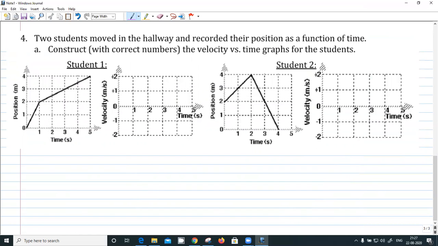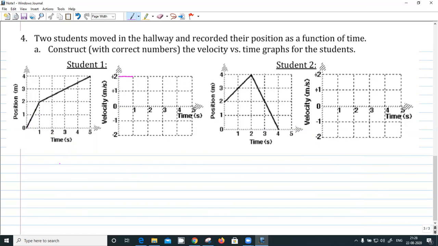So velocity is how fast the position is changing, right? From 0 to 1 second, how much position is it covering? 2 meters. Yeah, 2 meters. So velocity is 2, right? And then from 1 to 5 seconds, it's traveling 2 meters for 4 seconds.